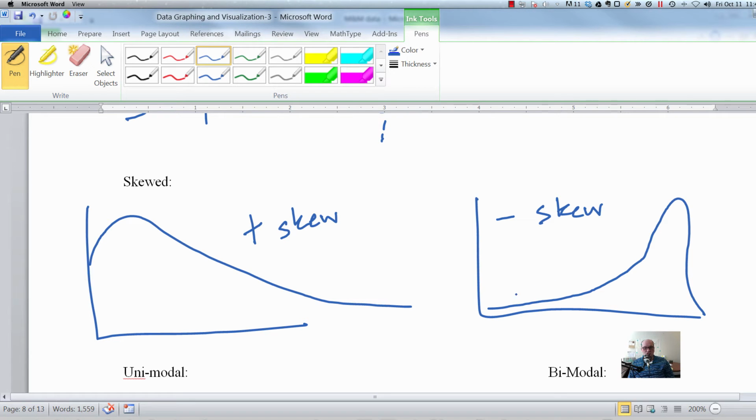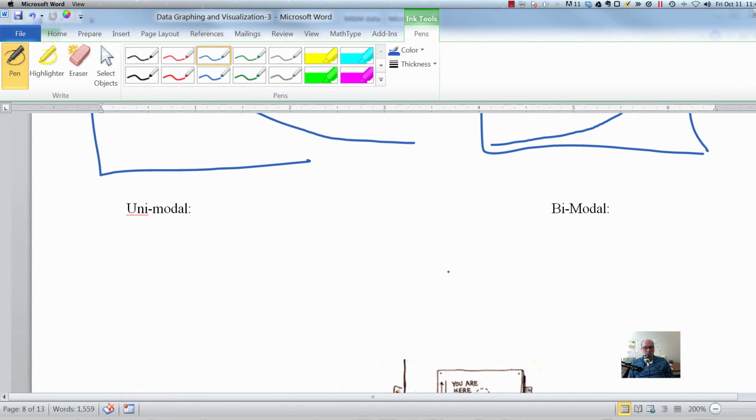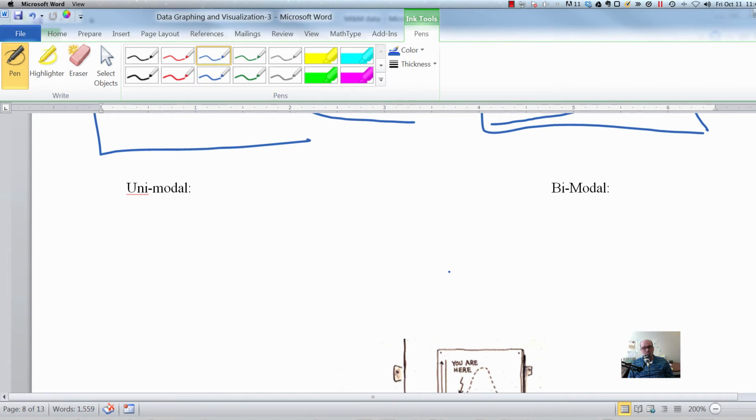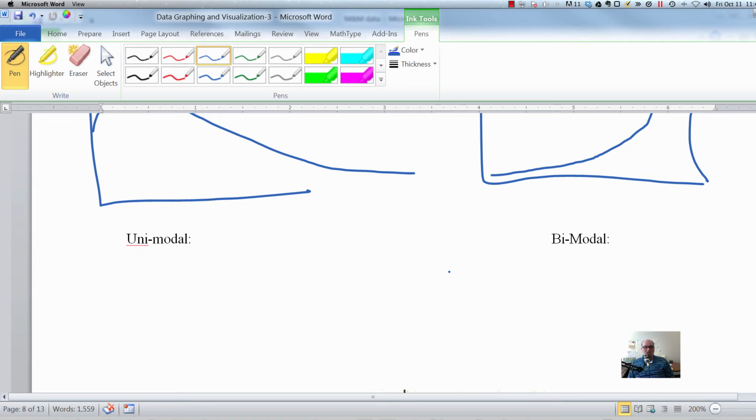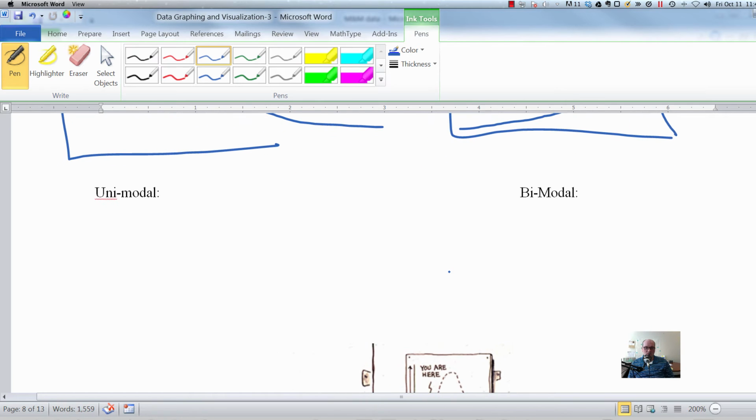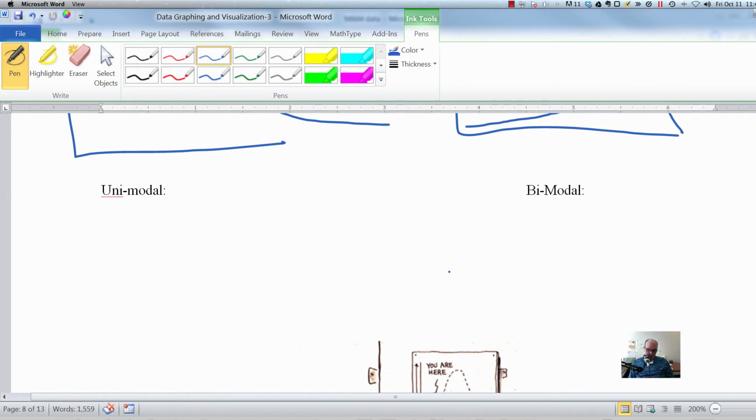So that's it. Unimodal versus bimodal. This modal thing has the word mode as the root. Remember, the mode just means the one that happens the most often, right? So unimodal and bimodal just means, is there something that is more likely to happen more often? So here, let's draw a couple of these.